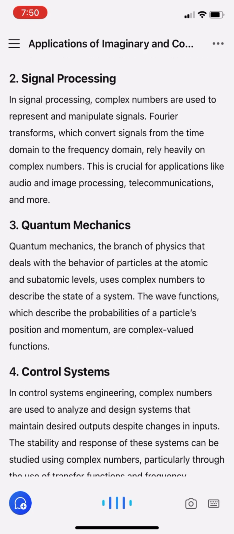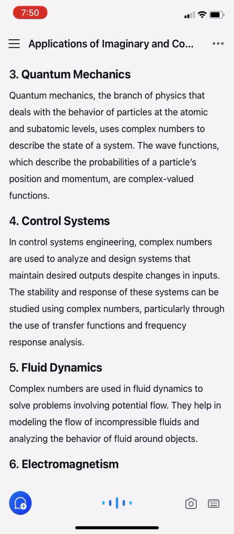3. Quantum mechanics. Quantum mechanics, the branch of physics that deals with the behavior of particles at the atomic and subatomic levels, uses complex numbers to describe the state of a system. The wave functions, which describe the probabilities of a particle's position and momentum, are complex-valued functions.